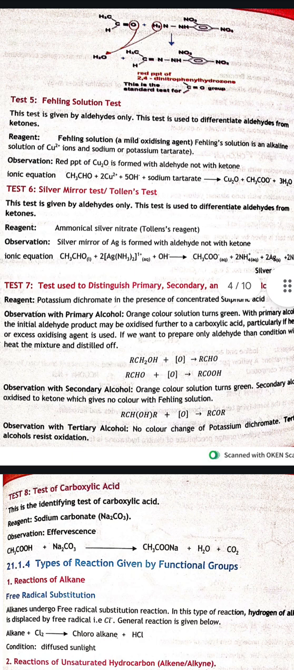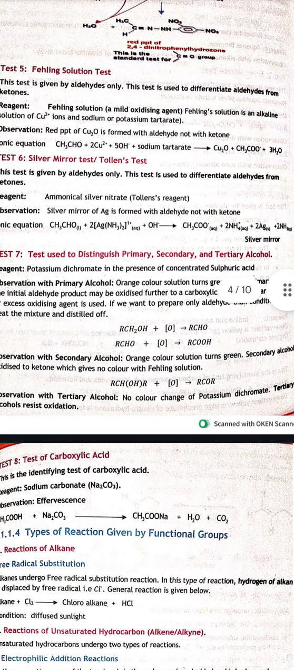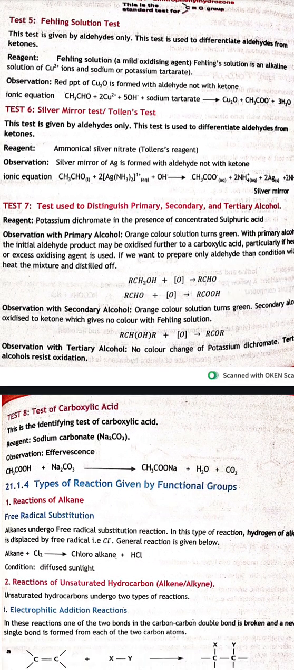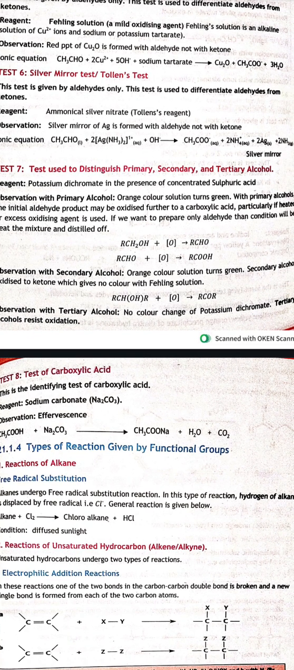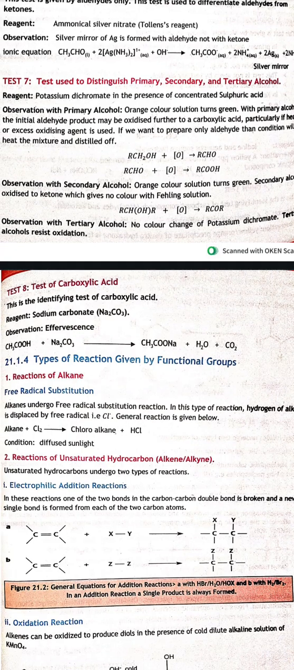Fehling's solution is a mild oxidizing agent. Observation: red precipitate of copper(I) oxide. CH3CHO plus 2 Cu2+ plus hydroxide and sodium tartrate gives us copper(I) oxide plus CH3COO- plus 3 water. Silver mirror, Tollens' test. A silver mirror is formed: CH3CHO plus 2 [Ag(NH3)2]+ plus OH- gives us CH3COO- plus 2NH4+ plus 2Ag plus 2NH3. Test used to distinguish primary, secondary and tertiary alcohols.